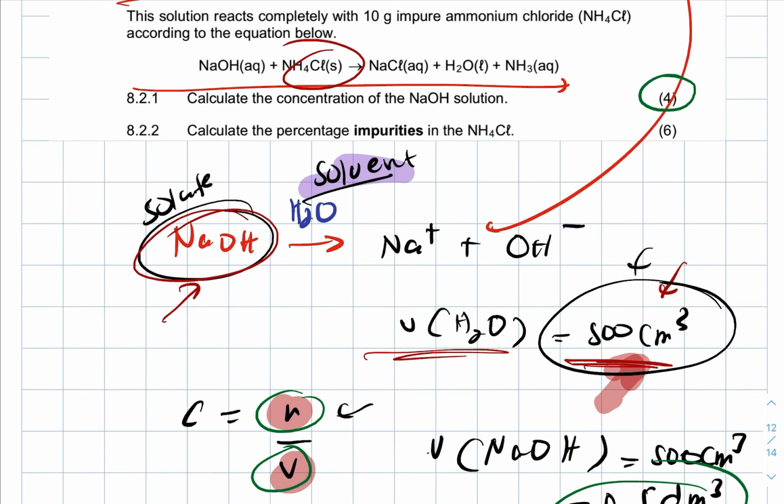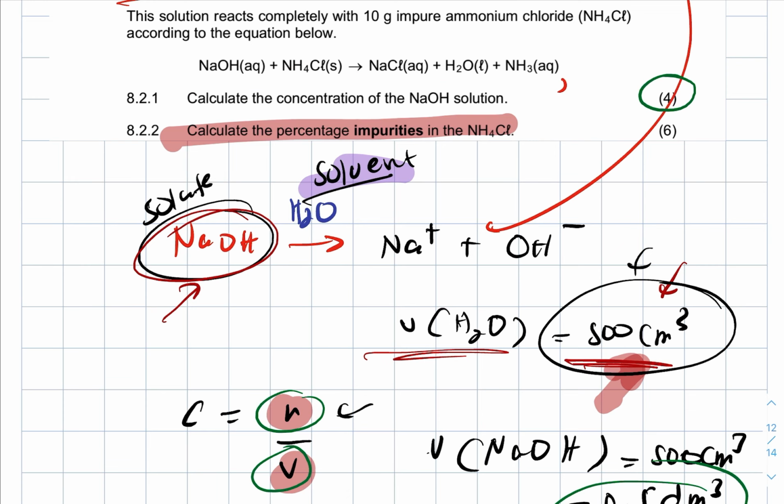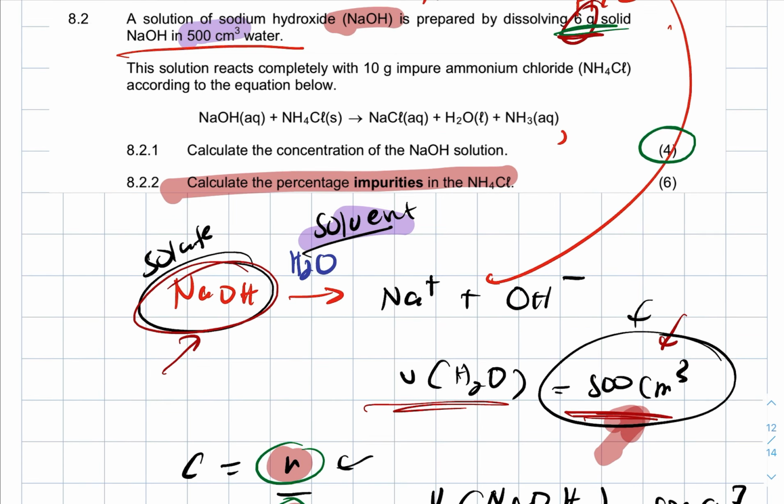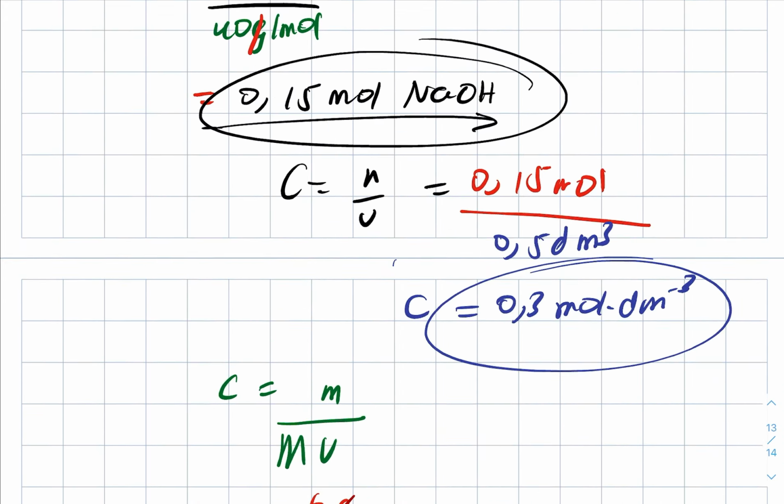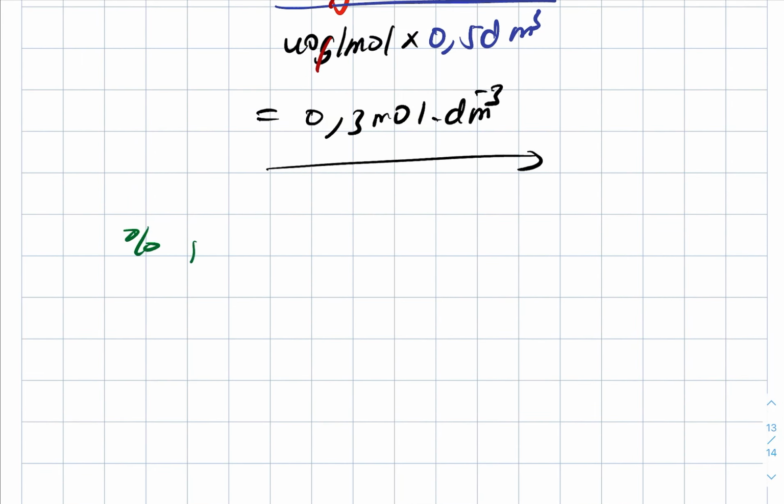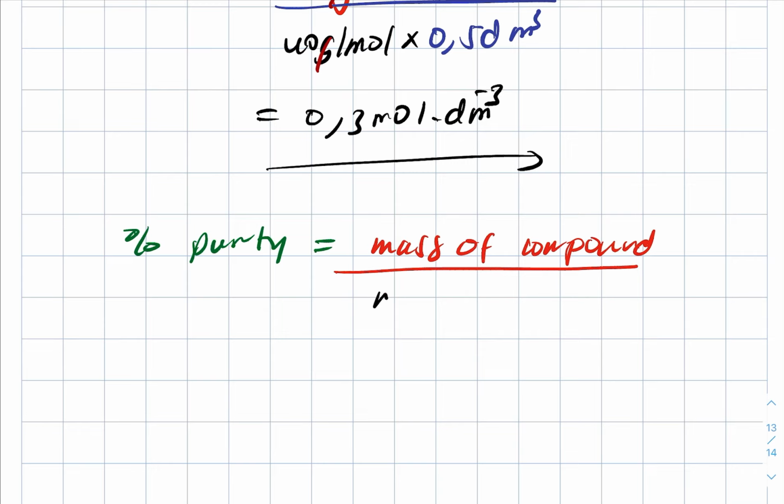The next question, they want us to calculate the percentage impurity of sodium chloride. Let's just read a little bit here. Here we are told that the solution completely reacts with 10 grams of impure ammonium chloride. So this is the mass of the impure sample. The equation that we're looking for is for percentage purity. So the percent purity is the mass of a compound, in this case our compound is ammonium chloride, divided by the mass of a sample.